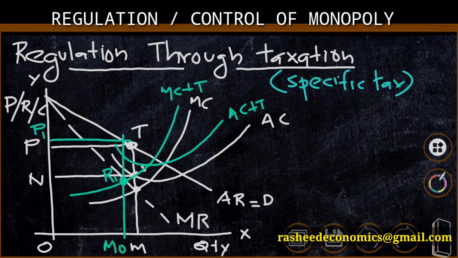Now we are going to plot the extra profit, the additional profit earned by the producer. Here the abnormal profit earned by the producer is P1, T1, S1, N1. The initial profit was PNTS. Now the profit has been reduced to P1, T1, S1, N1.